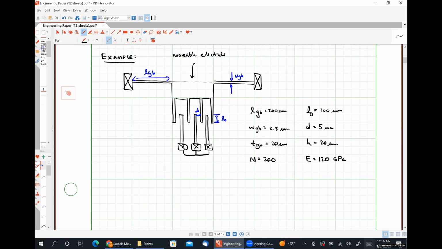So what I want to know is what bias voltage is needed to achieve a displacement of 5 microns.